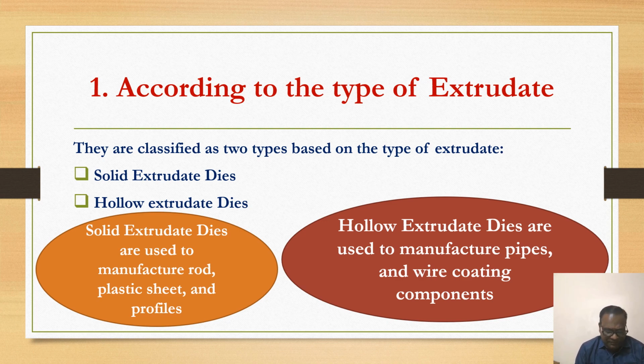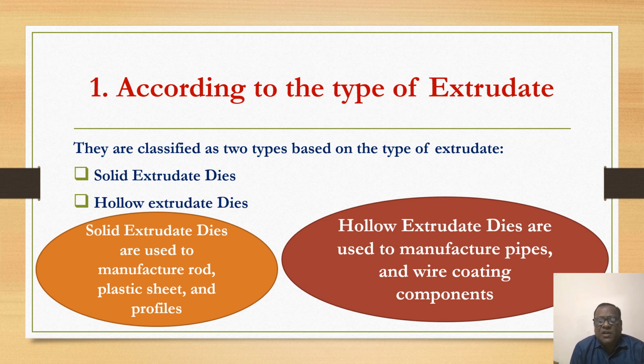Then there are products which are hollow in nature. For example, a PVC pipe will be the best example. So hollow extrudate dies are used to manufacture hollow parts, like, as I told already, pipes, or in the case of wire coating, because we put a polymer cover on the outer surface of these electrical wires.